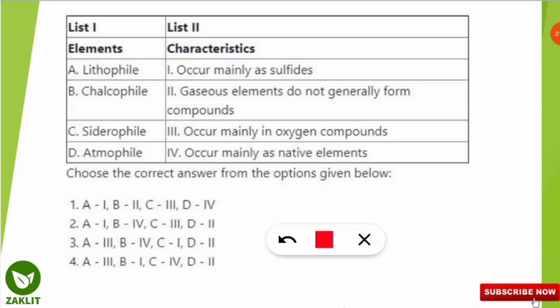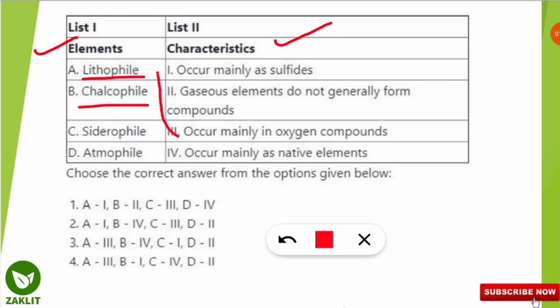The next question we are dealing with today is also a match the following. Why am I giving more focus to the match the following? Because in match the following we learn more concepts in one single question. Here, in list 1 on the left hand side elements are given and their characteristics are given in list 2, which we have to match. First we will start with the lithophile. Lithos means rocks, so the rock loving elements occur mainly in oxygen compounds.